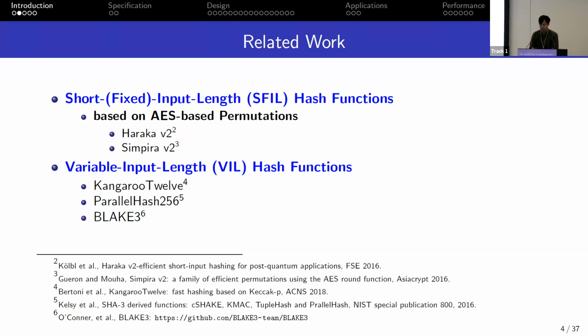First is short fixed input length hash functions. I will refer to them as SFIL hash functions. SFIL hash functions are later based on AES-based permutations, like Simpira v2 and Haraka v2. And the other is variable input length hash functions, like KangarooTwelve, ParallelHash256, and BLAKE3, and many other famous hash functions.